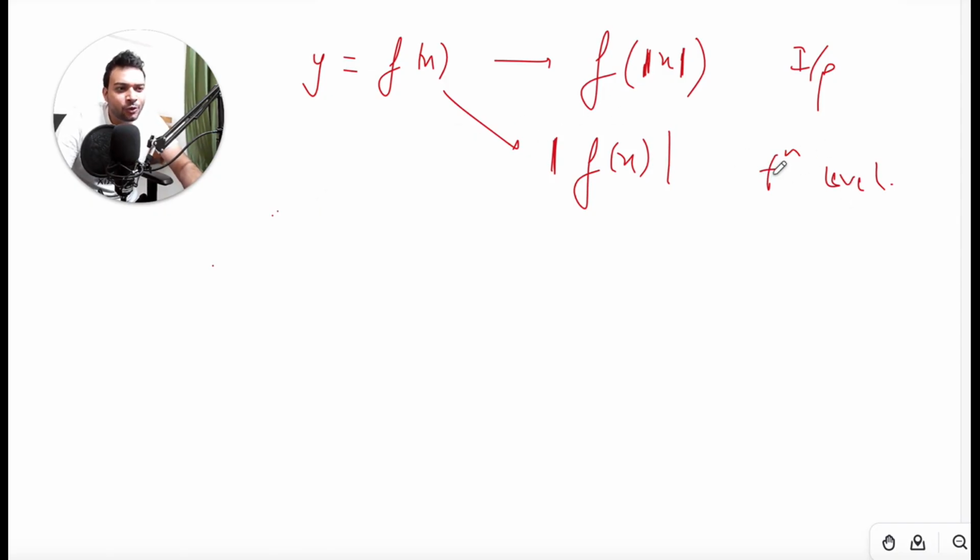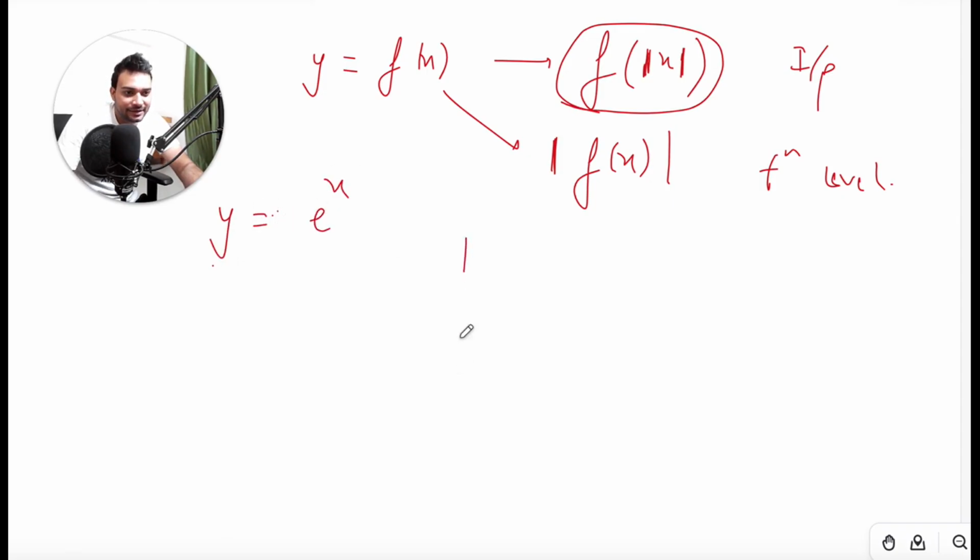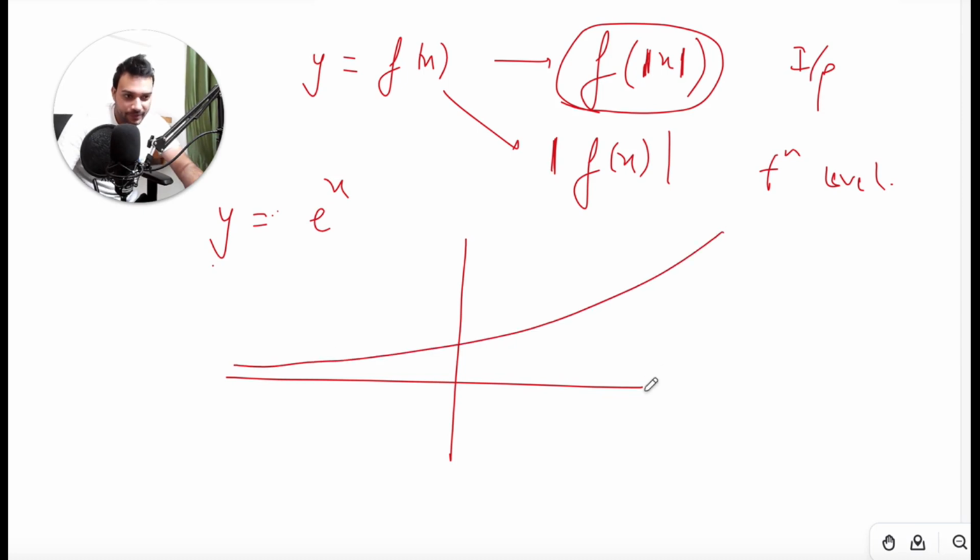You'll soon get to know why I'm thinking so much about which function to take, so as to clearly show you what happens when you do f of mod x. So y is equal to e raised to the power of x. The function looks like this. In the negative x range it's starting from 0. In the positive x range it's going up to infinity.